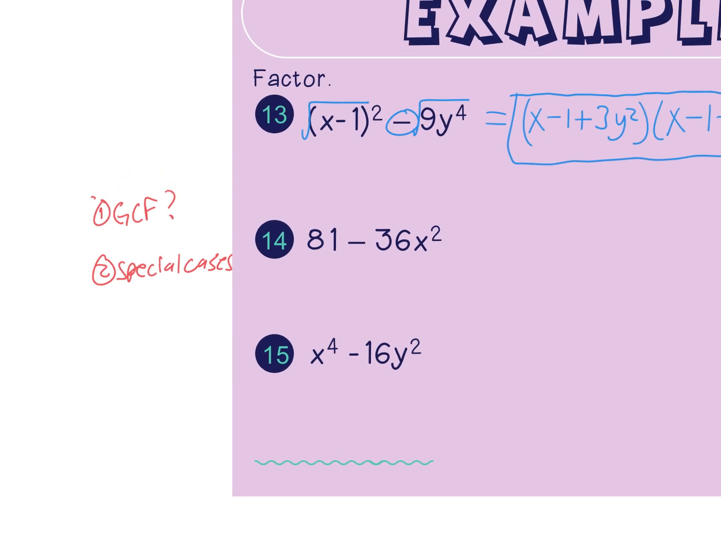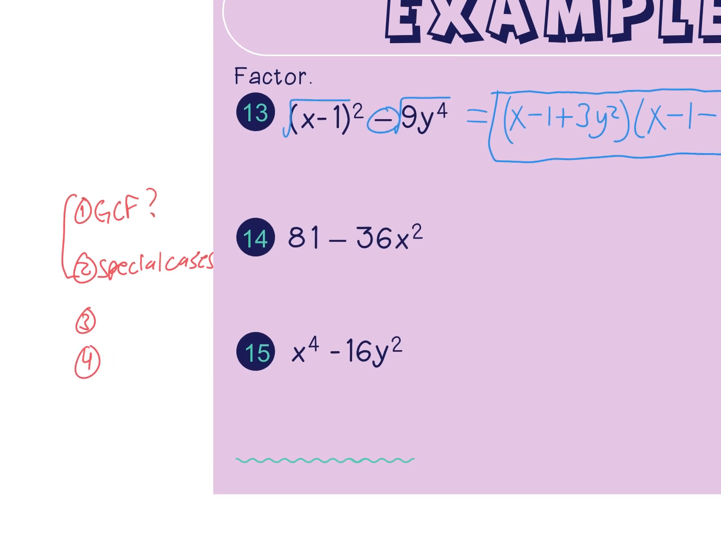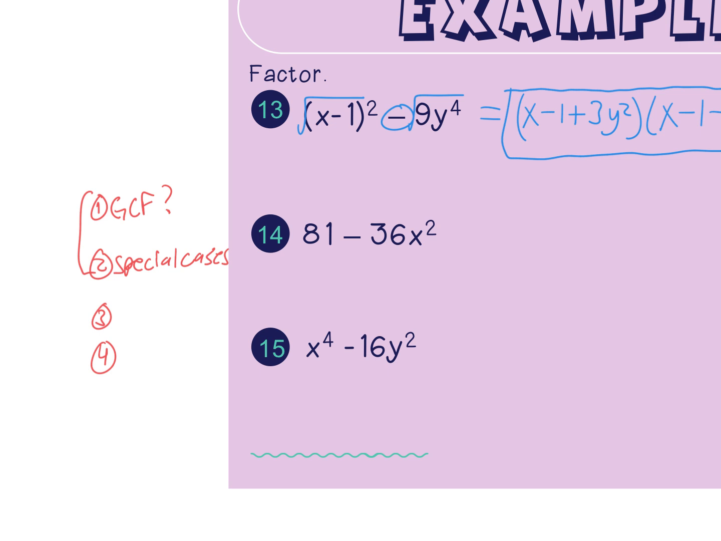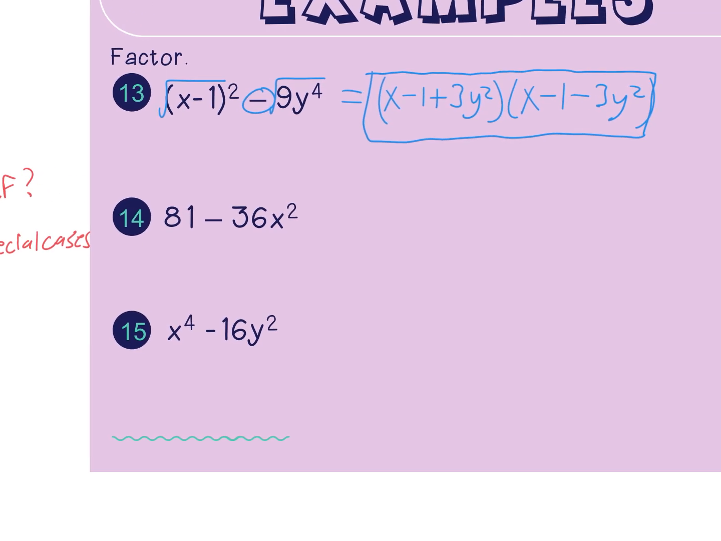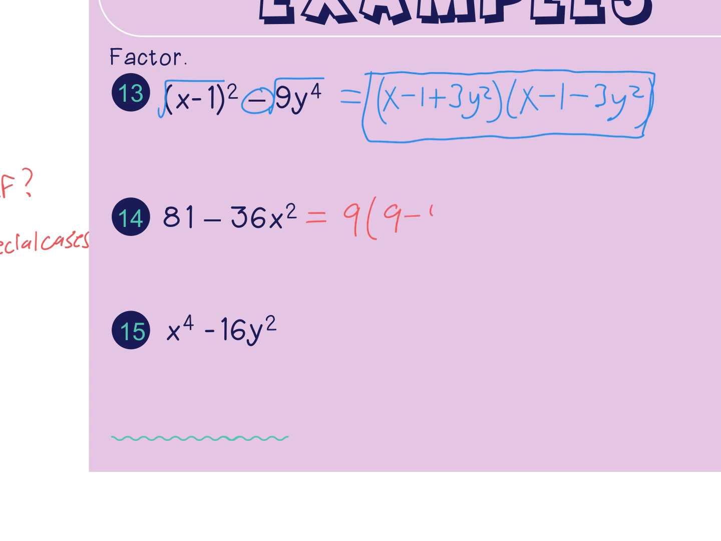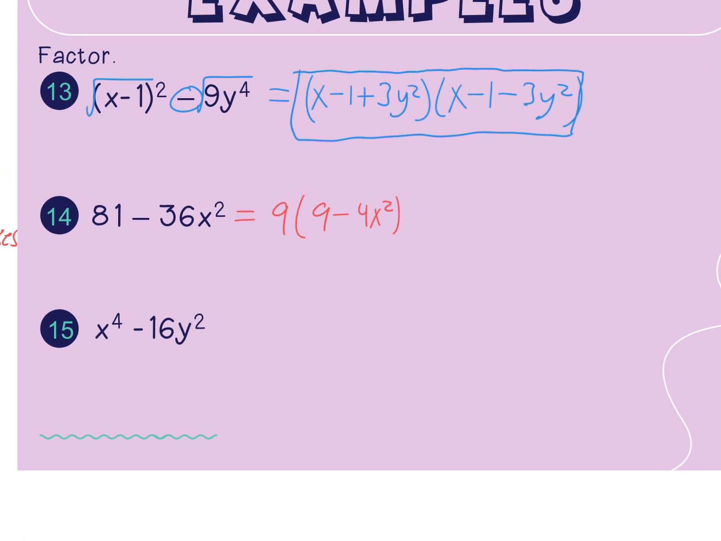We're only going to do these today, but there's going to be a step 3 and a 4 later on after your test. But the first thing you should do is GCF and then find special cases. So between 81 and 36, I can take out a 9. If you didn't recognize that, you would have gotten factors, but you wouldn't have gotten the complete factors. Again, I don't remember if I did this in class. If I did, I forgot about this, and I'll mention it in class.